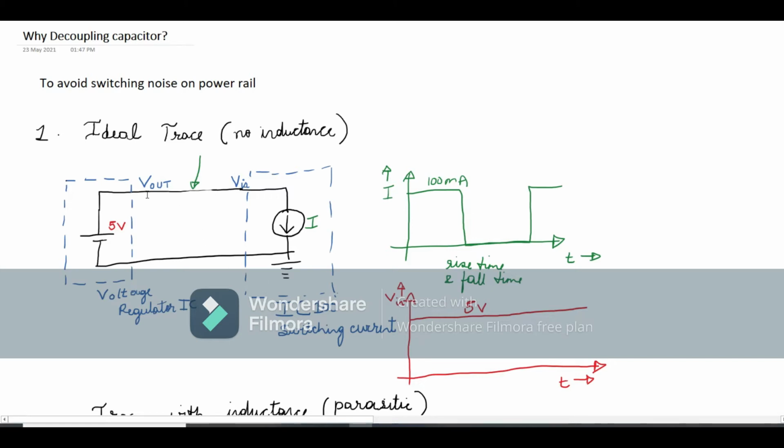In an ideal case, the trace between the Vout pin of the voltage regulator IC and the VIN pin of IC100 is ideal and has no inductance. In this case, IC100 is drawing switching current, that is, the current is increasing from 0 to 100 milliamps and decreasing from 100 milliamps to 0 with a certain rise time and fall time. And when we measure voltage at the VIN pin of IC100, we see a constant voltage of 5 volts.